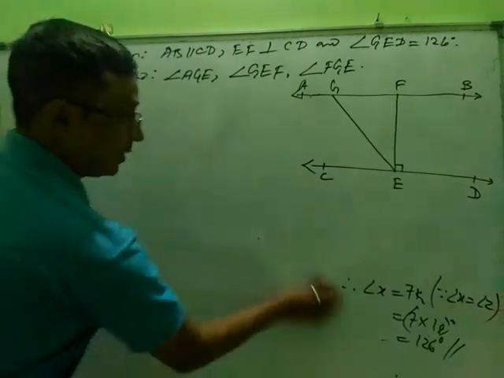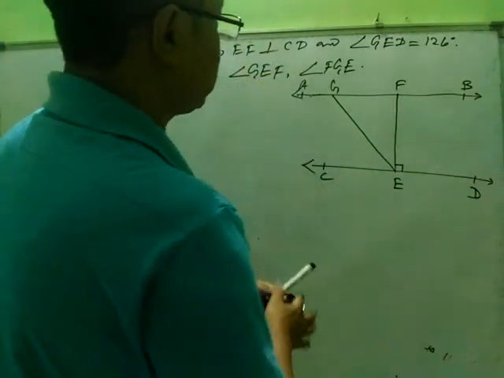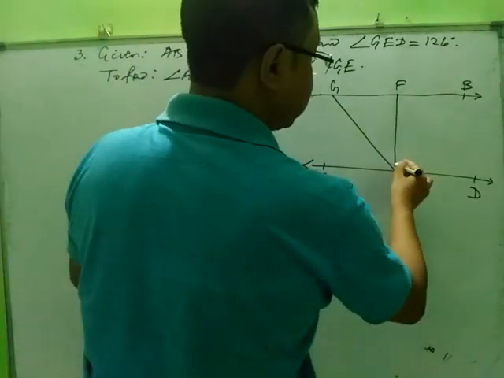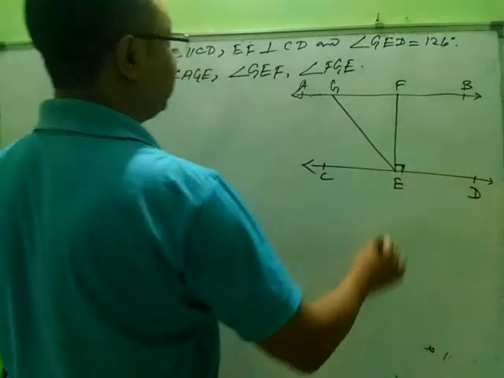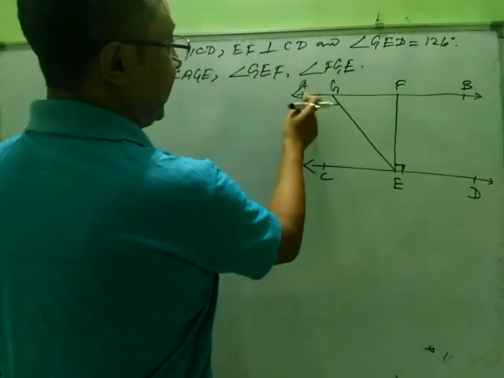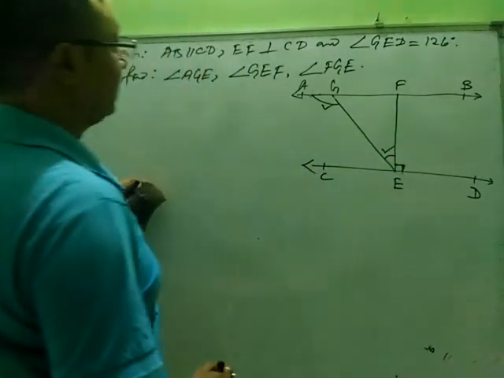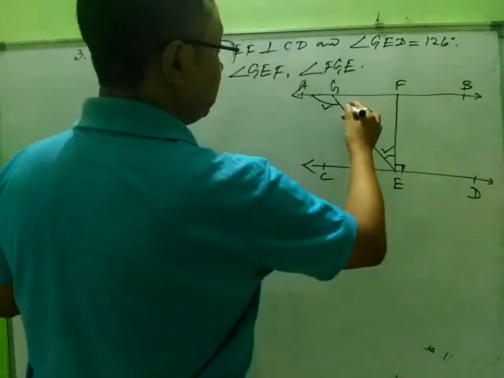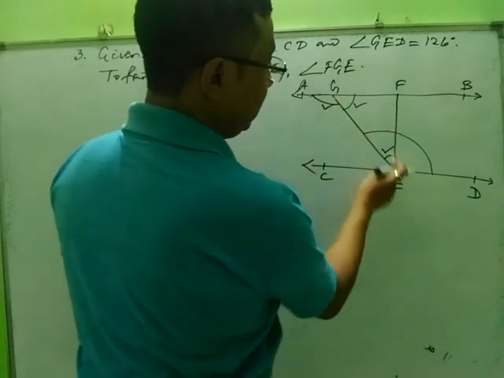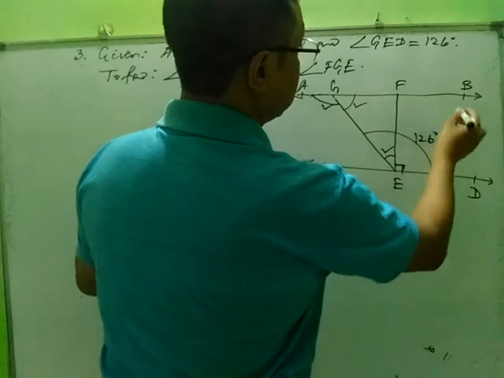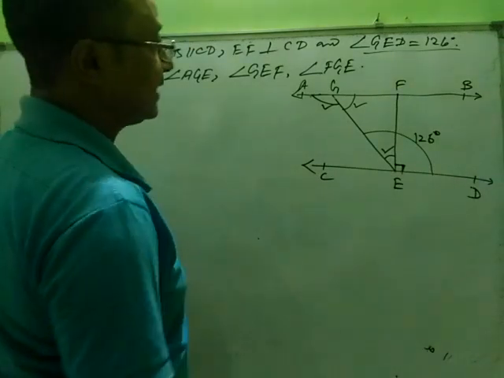Very simple one. So it is given that AB is parallel to CD, and EF is perpendicular to CD. So this is 90 degrees. So the two lines are parallel and here you got 90 degrees. You have to find AGE, this angle, then GEF, and this angle FGE. Now here they have given GED, so this one is given 126 degrees.